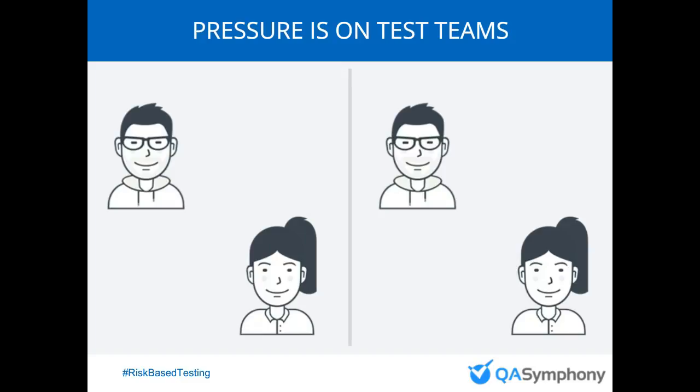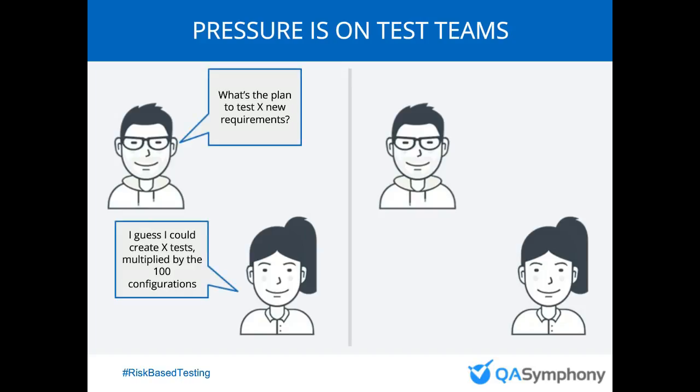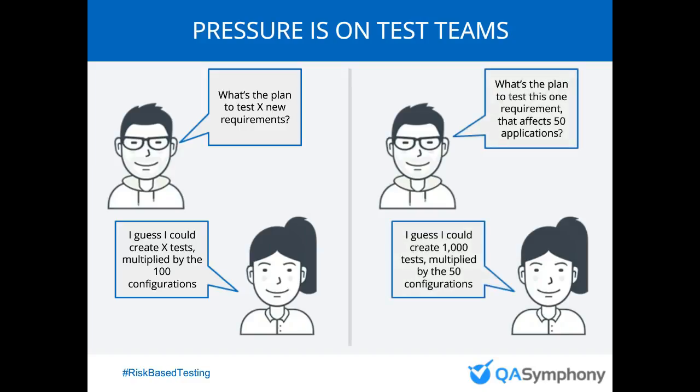And usually conversations will go something like this. Somebody will ask a QA director, or this may even be internal struggles as well, if you're talking with your QA team, you may be a QA manager: okay, what's our plan to test X amount of new requirements? And the response could be, well, I guess I could create X tests multiplied by 100 configurations. And another thing could be, what's the plan to test this one requirement? However, this one requirement actually affects all 50 of our applications. Well, the same thing, it's kind of a hesitant response: well, I guess I could create 1,000 tests and multiply those by 50 configurations if I needed to, right?